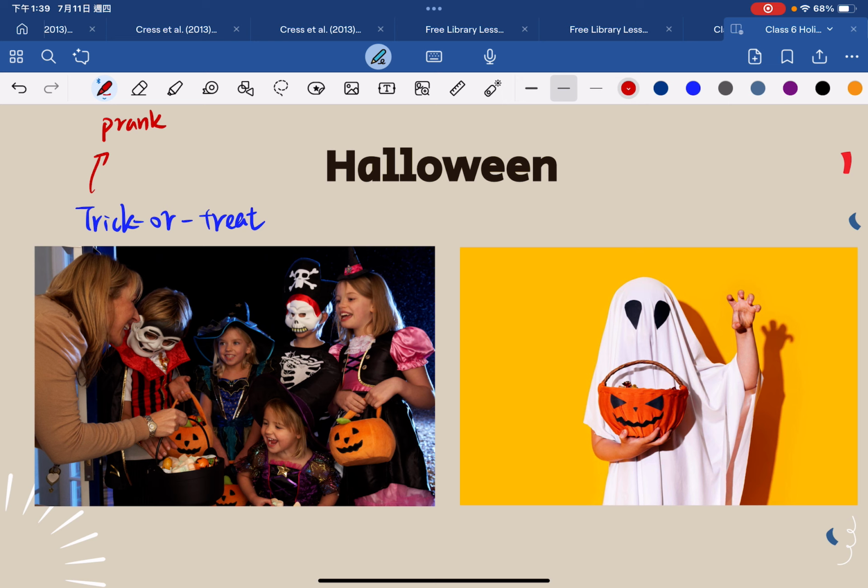And what is treat? Treat means someone treats you well or gives you a gift. Here, the treat is candies. So it's either you give me the candies or I will trick you. And on the right, this child is also wearing a costume. Right. We'll have Halloween costumes. Okay. Now let's move on.